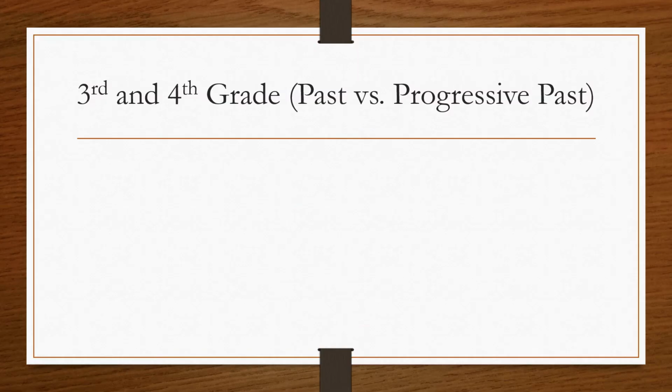Third and fourth grade. So we've been talking about progressive tenses. Last week we talked about future progressive. Now I want to focus on past and how you can use the progressive tense in the past, because it's kind of strange to do that. Once we know simple past, why would we use a progressive past also? Well, hopefully I'll be able to explain that.